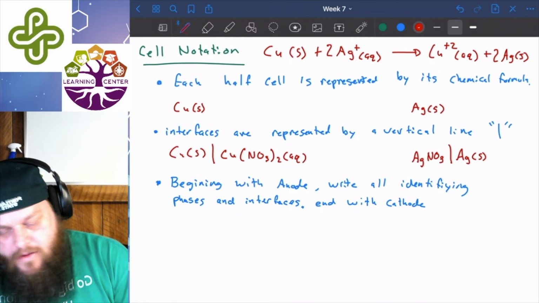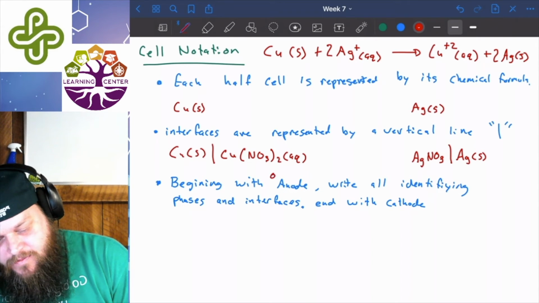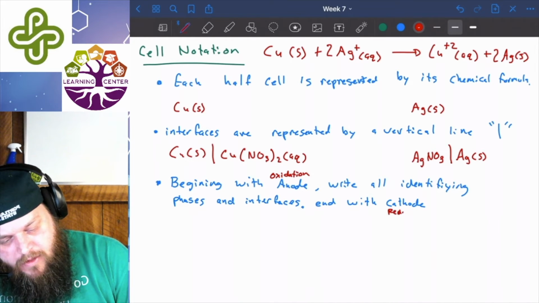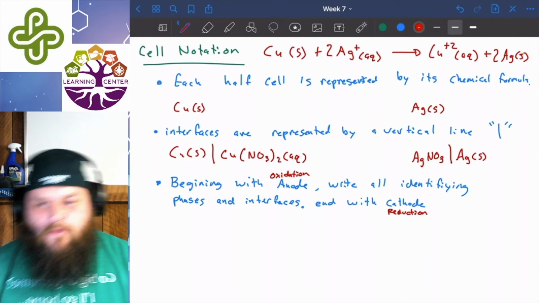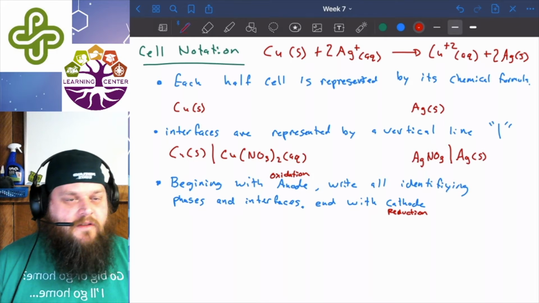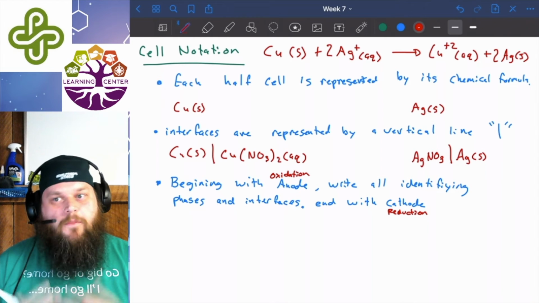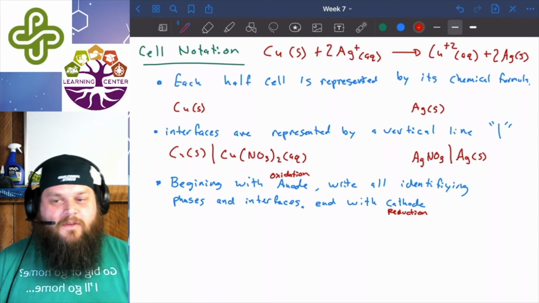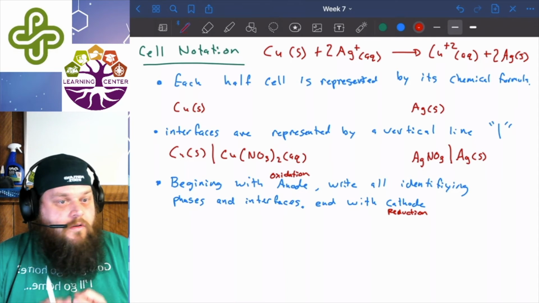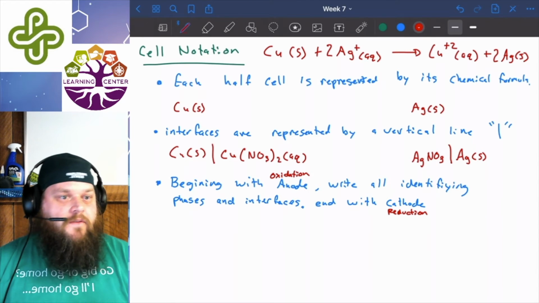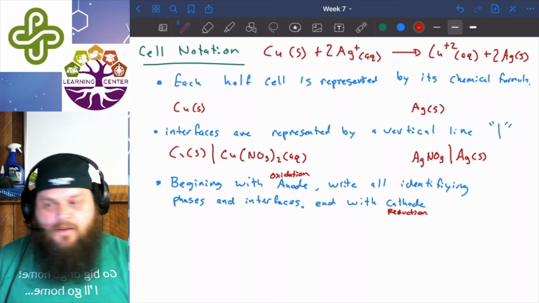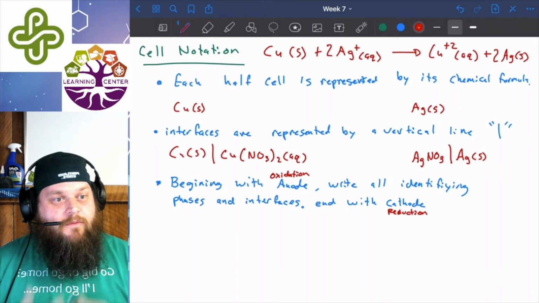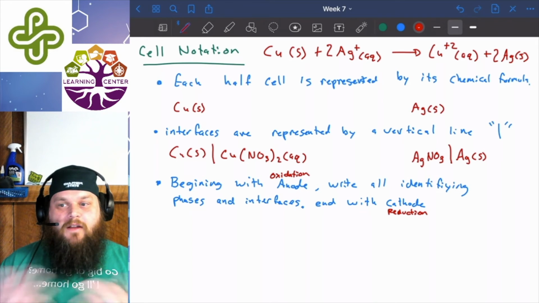And remember that the anode is going to be our oxidation. The cathode is going to be our reduction. And remember, the oxidation is losing the electrons. So it's going from neutral to positive, or it's going from positive to more positive. Where the reduction is gaining those electrons in. So it's going from positive to neutral, or it's going from neutral to negative, or even say positive to less positive. Those are the different types of reactions you might have. But always, if you're gaining electrons, it's going to be reduction. If you're losing electrons, it's going to be an oxidation.